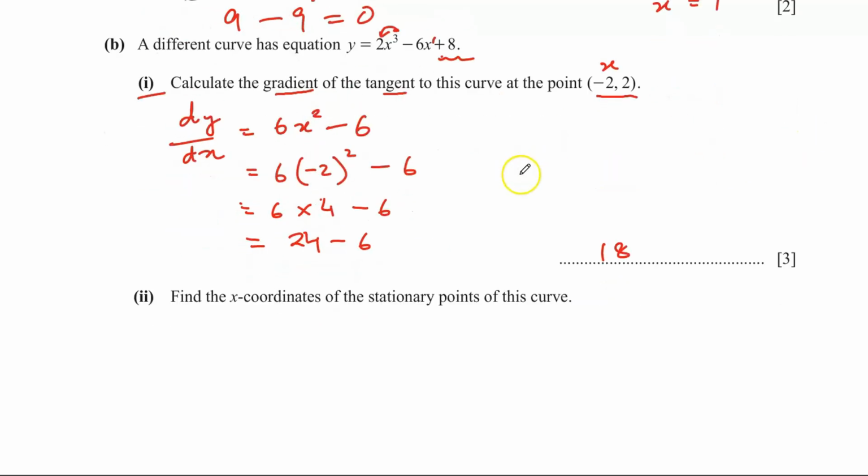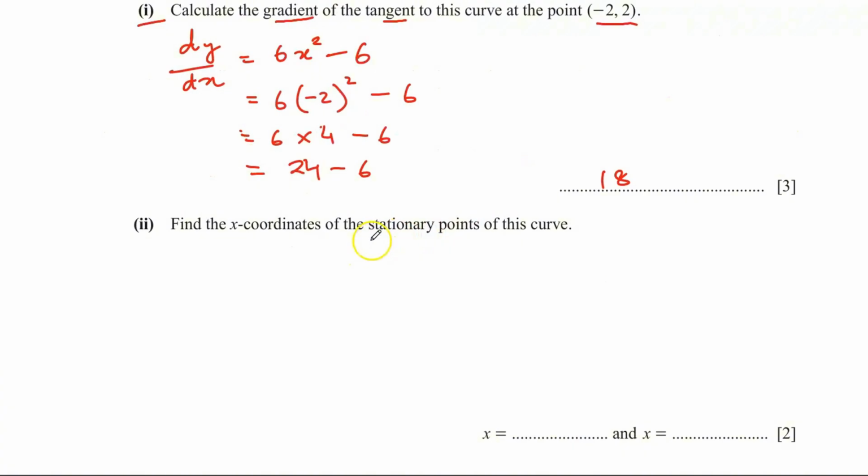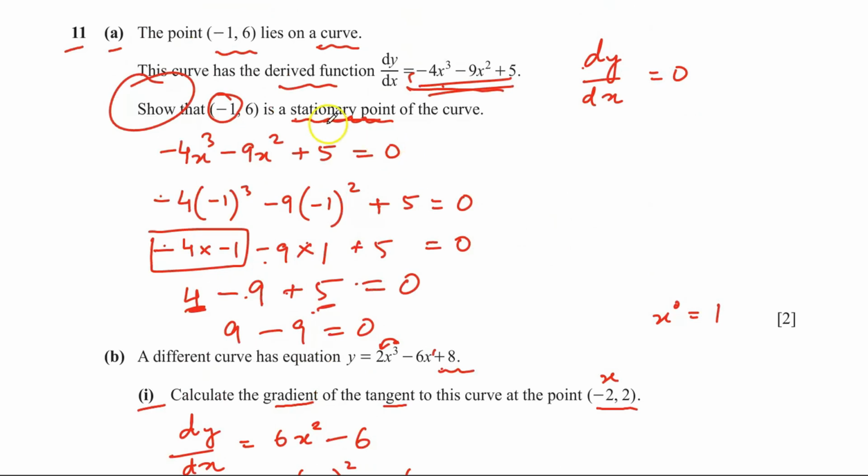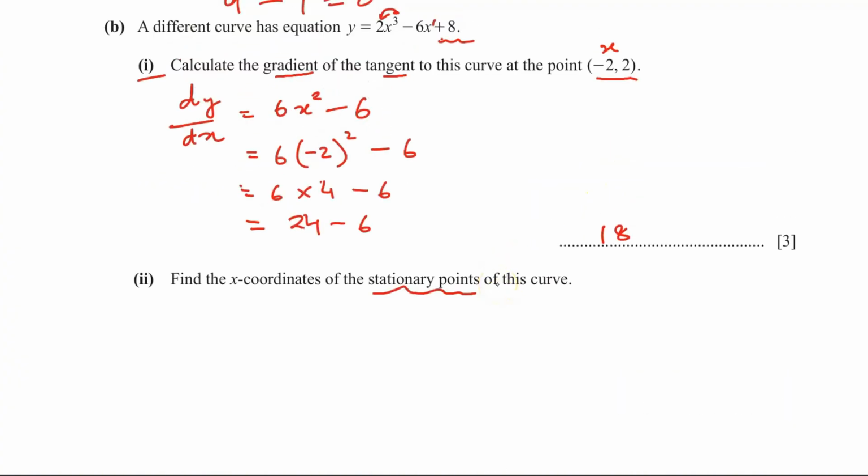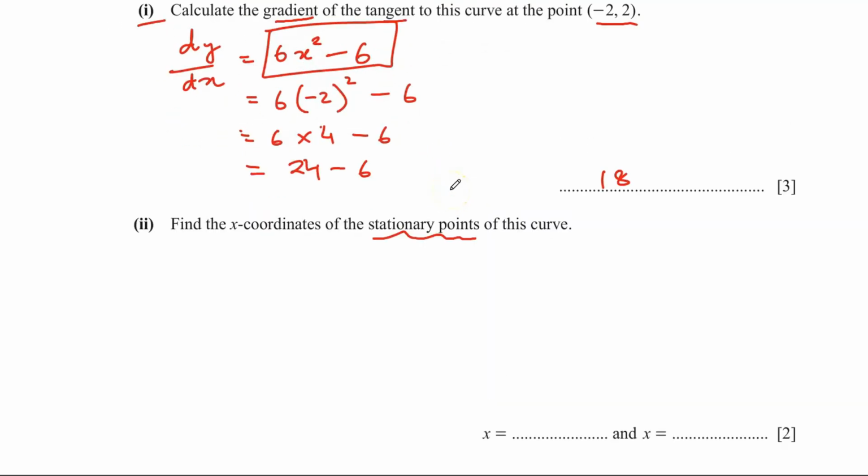And in part 2, find the coordinates of the stationary points of this curve. Again, going back to the stationary points, as I told you, where the derivative of a function is equal to 0. Here I have written that. So let us do the same thing. We have derived the function over here. Let us set this equal to 0. So that is 6x squared minus 6 equal to 0.